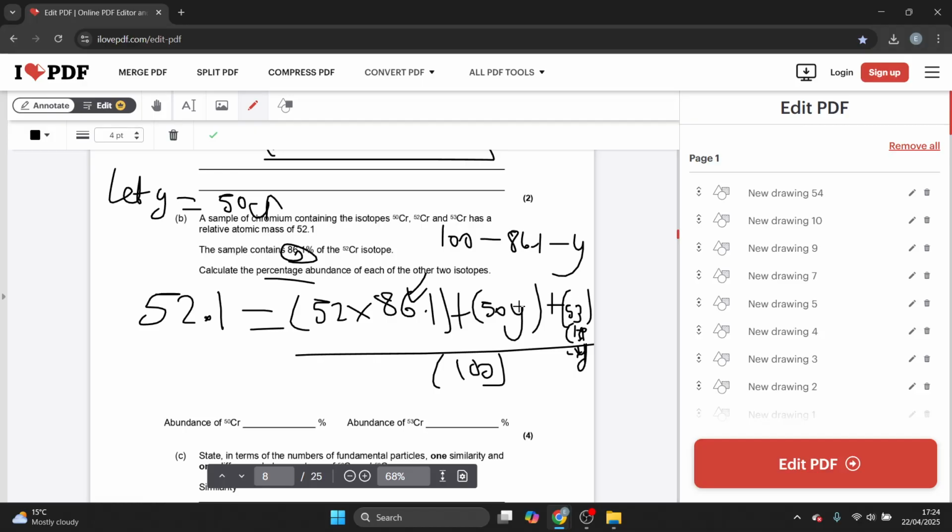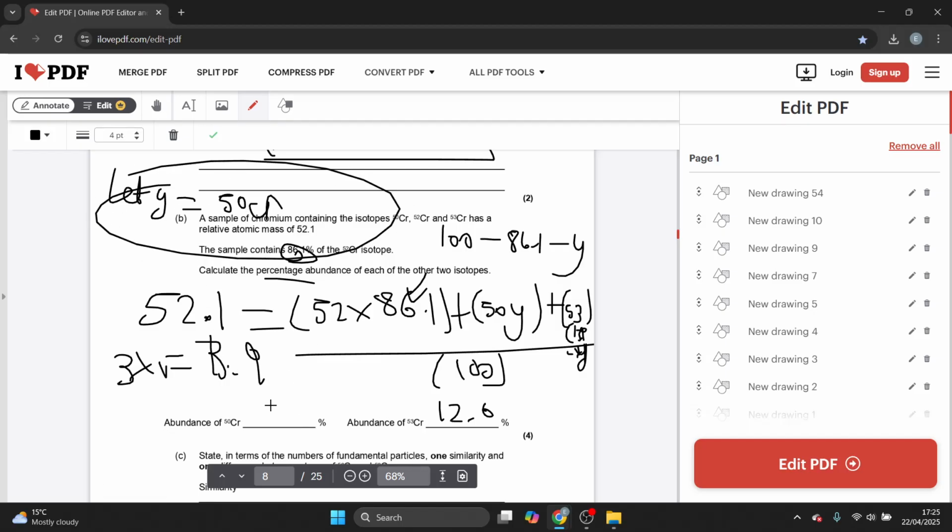Rearrange. You get 3y equals 3.9. Therefore y, the 50Cr, is 1.3%. And the 53Cr is 13.9 minus 1.3, which is 12.6%.